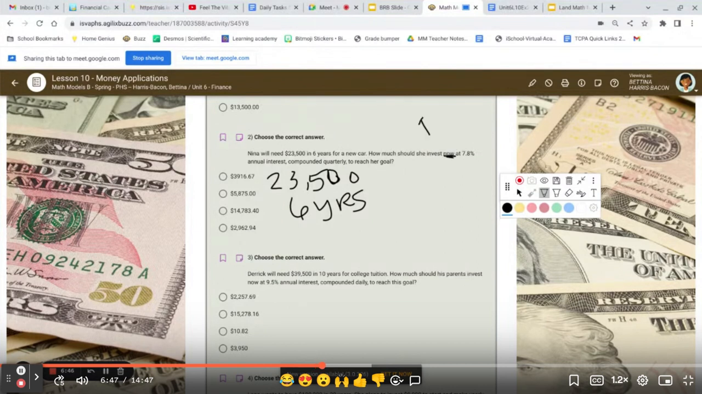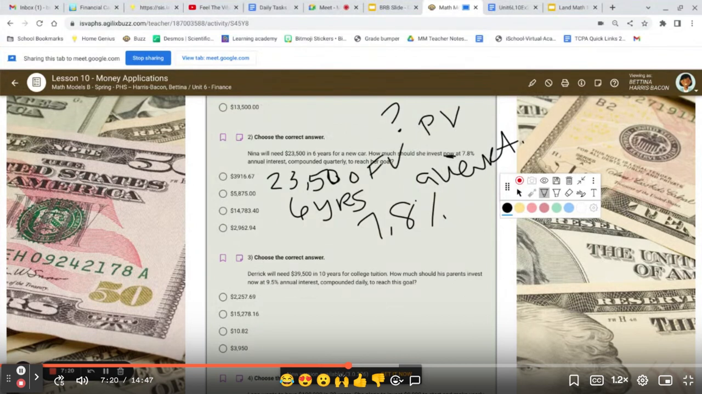So we're looking for the present value. How much is she going to invest now at 7.8% annual interest? Most of these you're going to be using annual interest. And they want us to compound quarterly. So that is the information that I need. She's going to need $23,500, and it asks how much she needs to invest now, so I need to find the present value. The future value is going to be this $23,500. My time is going to be 6 years. My interest rate is going to be 7.8, and it's going to be quarterly.